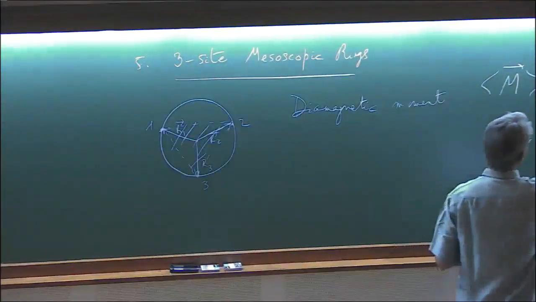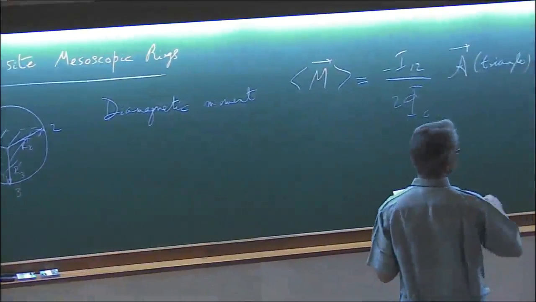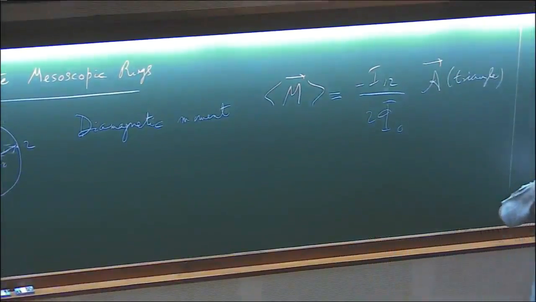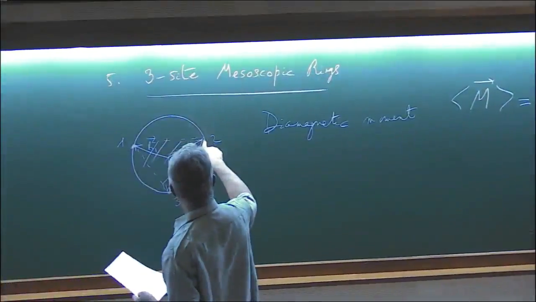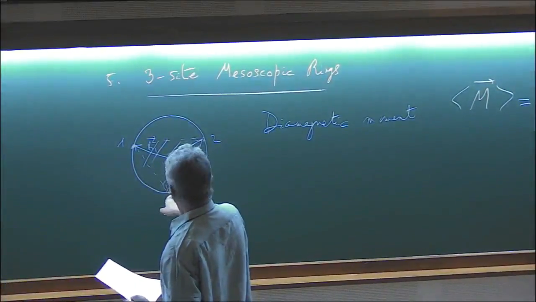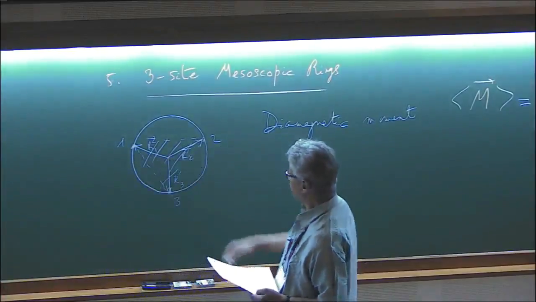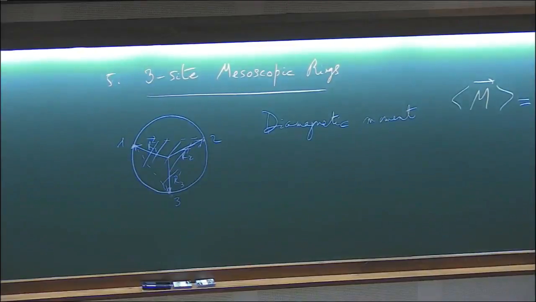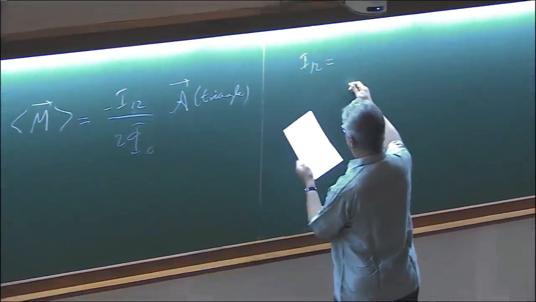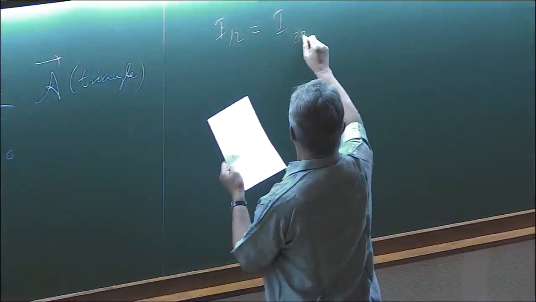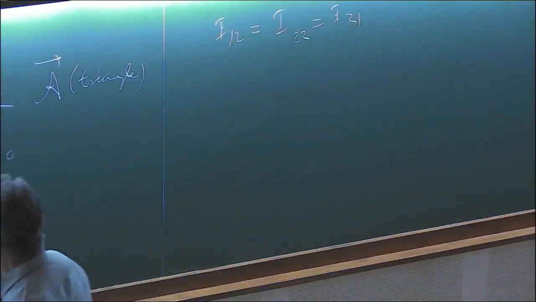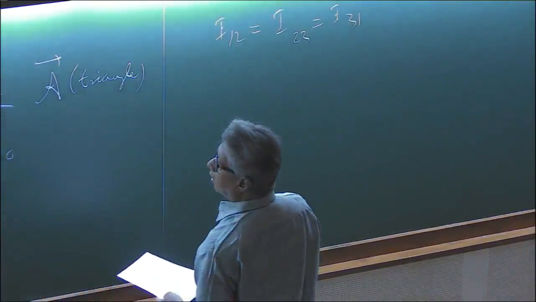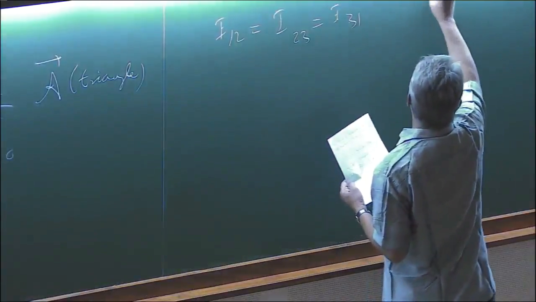And the reason that it suffices to only consider the current between dot 1 and 2 is because of the particle number conservation. The current going in this loop from site 1 to 2 has to be the same as the current going from site 2 to site 3, as well as the current going from site 3 to site 1. And so because of this, it suffices to just consider I_12 because of this equality. So the simple model that we can solve exactly is the one which is called the symmetric ring model. So assume symmetry.